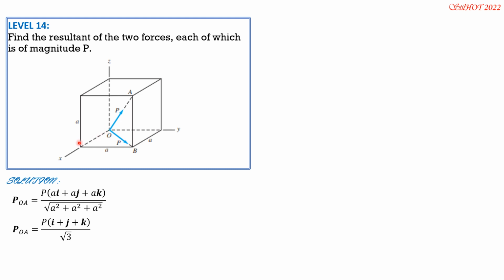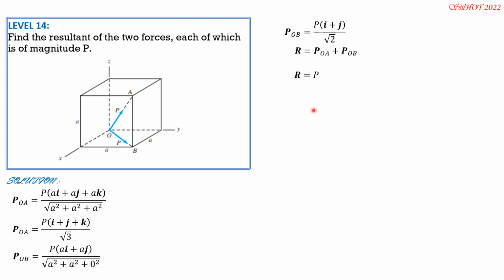P_OB, on the other hand, is along x by a, along y positive. So forward along x, forward along y. So it is P times the quantity (ai + aj) over the square root of a² + a² plus 0². There's no k. So P_OB is P times (i + j) over the square root of 2. Therefore, R is P_OA plus P_OB, so we add corresponding components. So R is P times (1 over the square root of 3 plus 1 over the square root of 2) i plus (1 over the square root of 3 plus 1 over the square root of 2) j plus (1 over the square root of 3) k only.